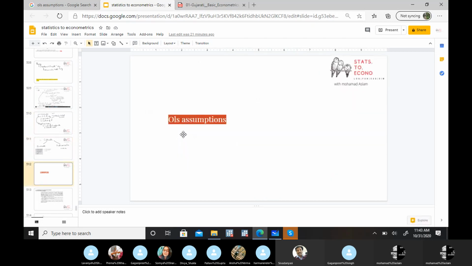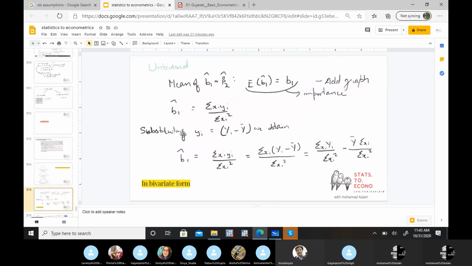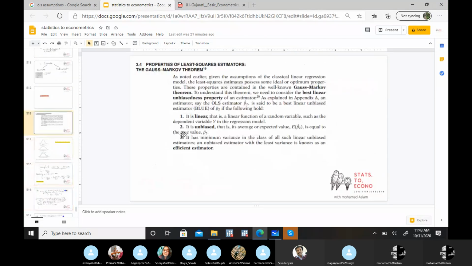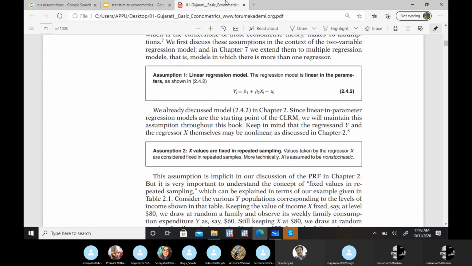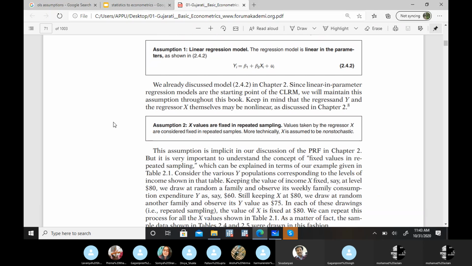So right now we are in the assumptions. I hope this first assumption is now clear: linear parameters, and with that I tried to give you an answer as to why it's important. Assumptions I can explain, but the why part is the more crucial part, and I'm still trying to find answers for the why part because that's important here.